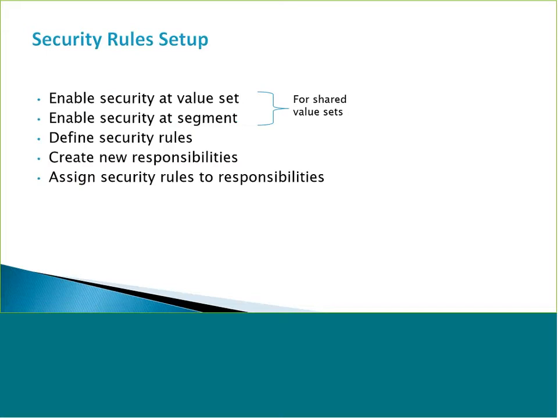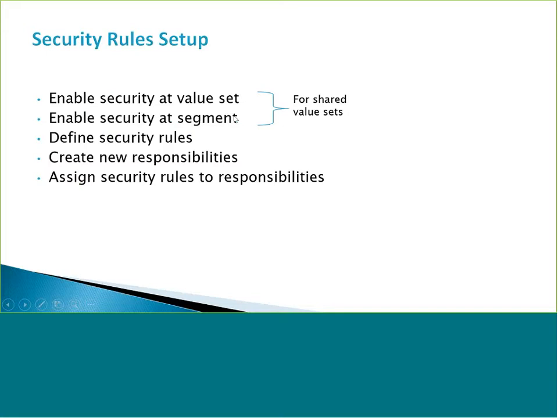In order to implement security rules, these are the steps that we need to follow. First, we need to enable security at the value set. And then we need to enable security at the segment level. So why are we doing this?